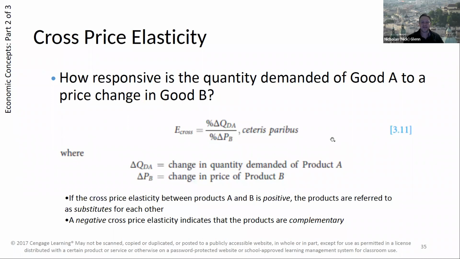Cross price elasticity. This is talking about how quantity demanded changes. How sensitive is it to changes in prices of other goods that are related to it? Right.